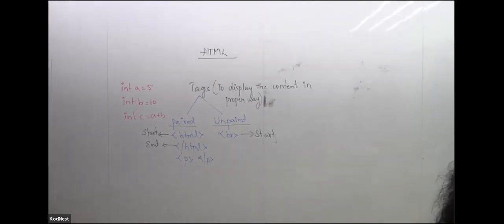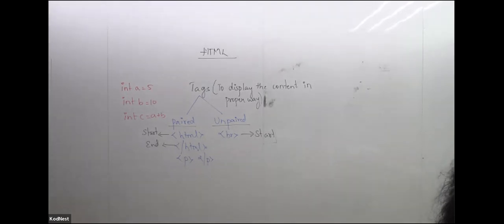In an unpaired tag, can we have an end if wanted? Yes, you can give an end, but it will not make any difference or affect anything. If you want, you can give it. Started, end also, but it will not make any difference. But usually, as an IT standard, as an important thing, you have to know the proper way of writing the tags.